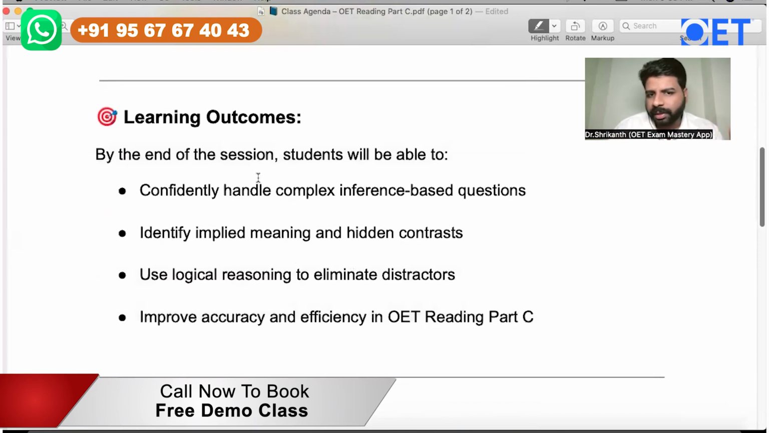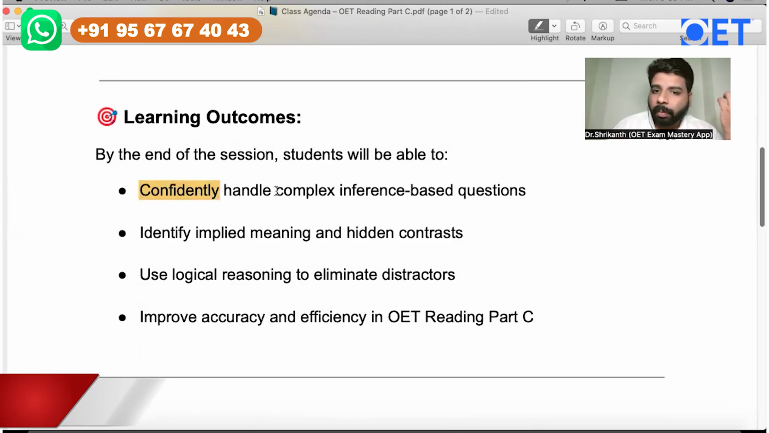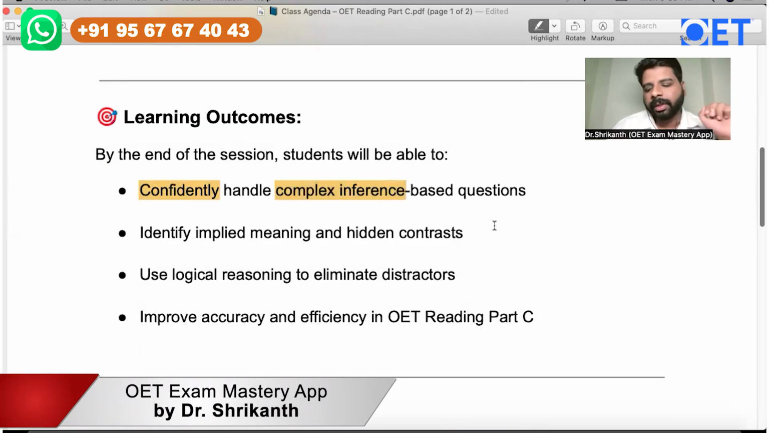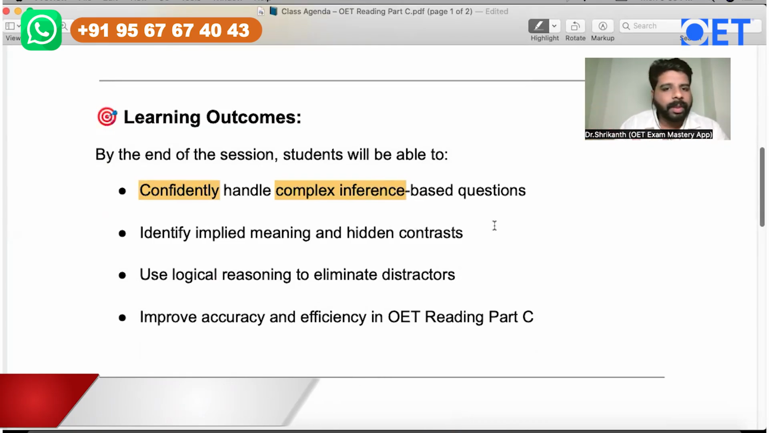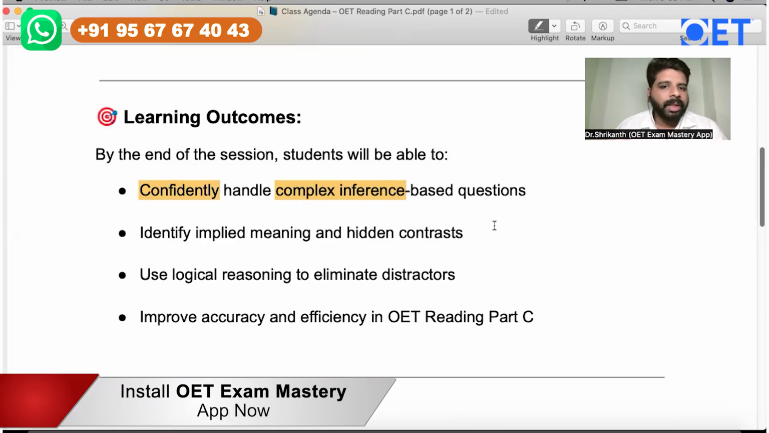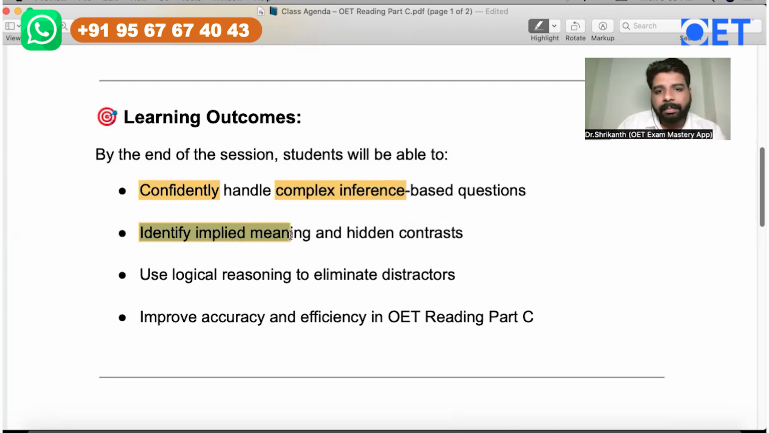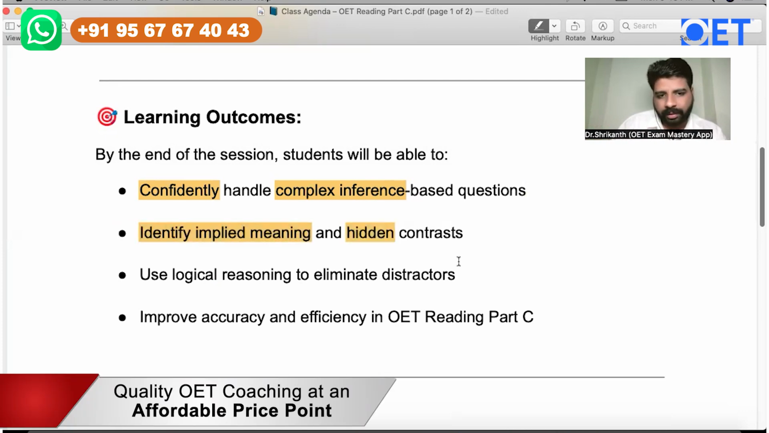By the end of the session, I hope to give you the ability to confidently handle complex inference-based questions. Both these inference-based questions are advanced level, so I'm giving you a heads up. The questions that we'll be discussing today will not be extremely straightforward; they are slightly advanced, and you should expect these types of questions on the examination day. By the end of today's session, you should be able to identify implied meaning, that is, the hidden meaning, information that is not directly stated.